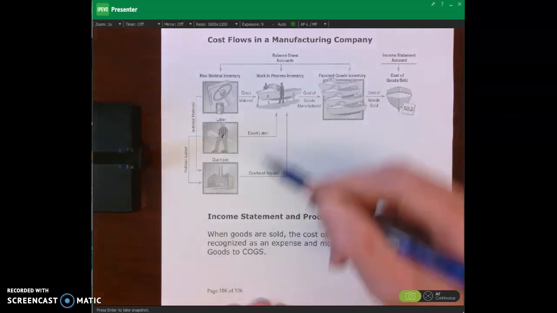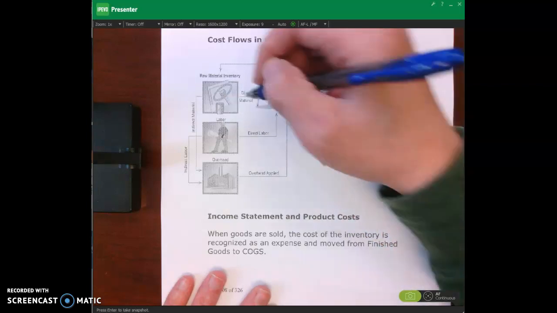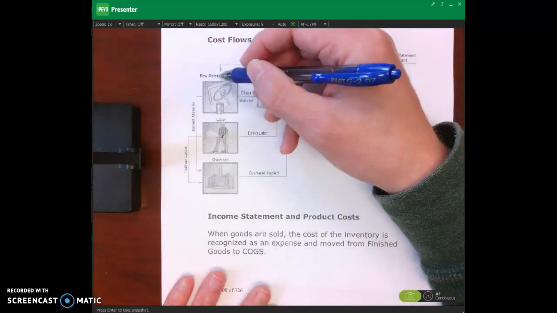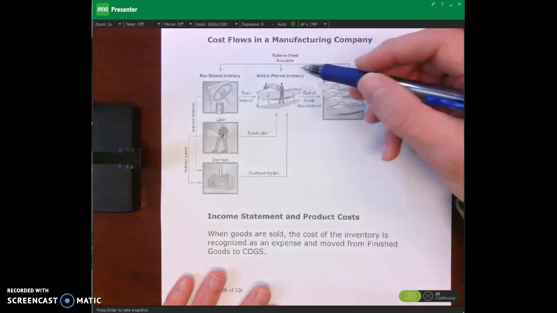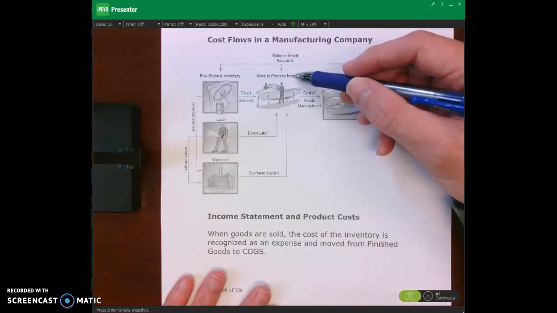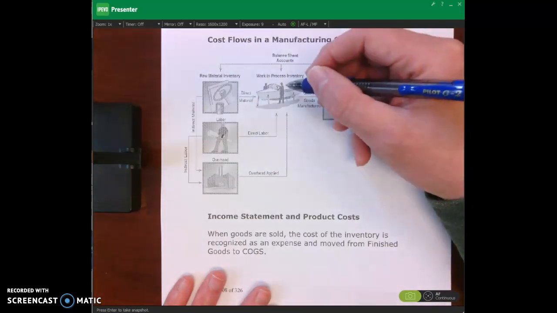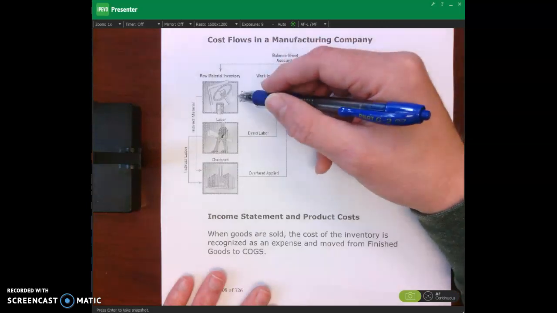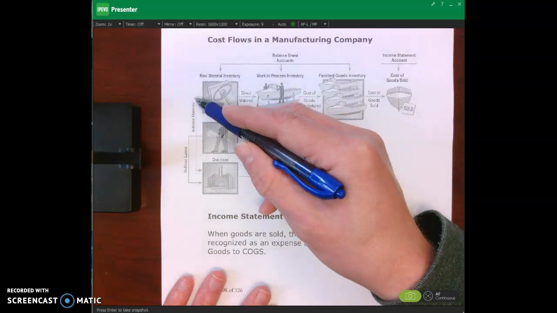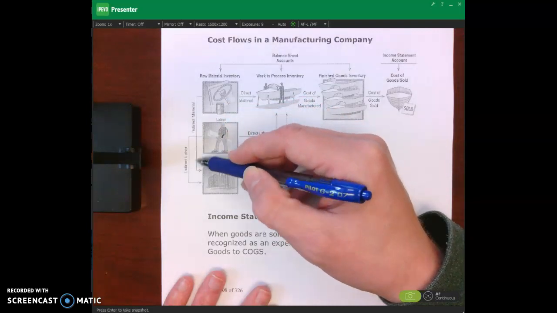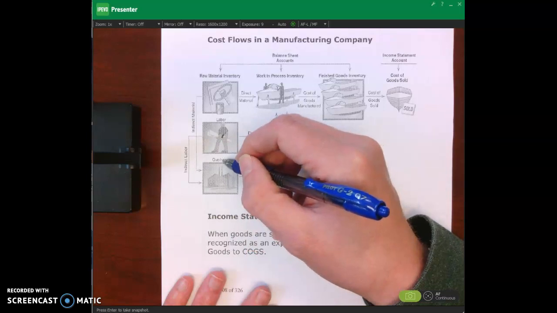Okay, so those direct materials, which is the plywood and the 2x4s, get transferred from one inventory account, raw materials, to the next, work in process inventory account. So they're transferred from raw materials to work in process. That's the plywood and the 2x4s. The glue and the screws, remember, those are indirect materials. They come down here to manufacturing overhead.